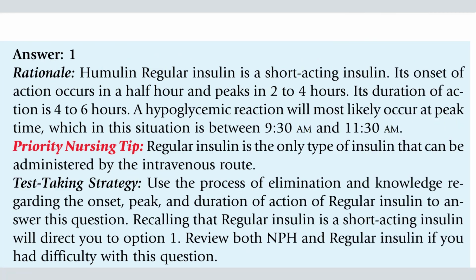Answer: 1. Rationale: Humulin regular insulin is a short-acting insulin. Its onset of action occurs in a half hour and peaks in 2 to 4 hours. Its duration of action is 4 to 6 hours. A hyperglycemic reaction will most likely occur at peak time, which in this situation is between 9:30 a.m. and 11:30 a.m.